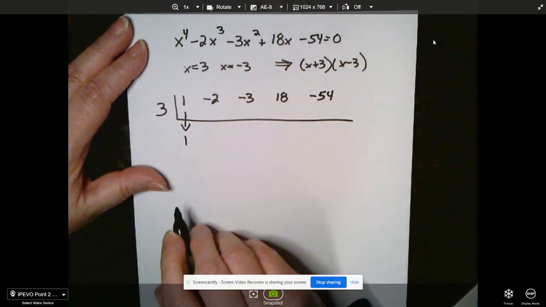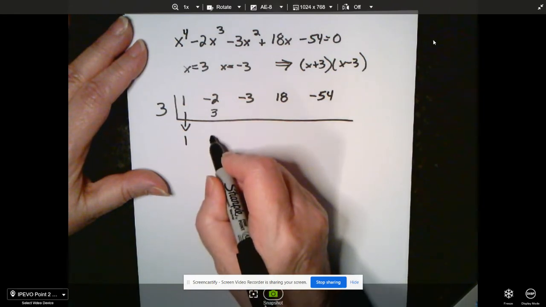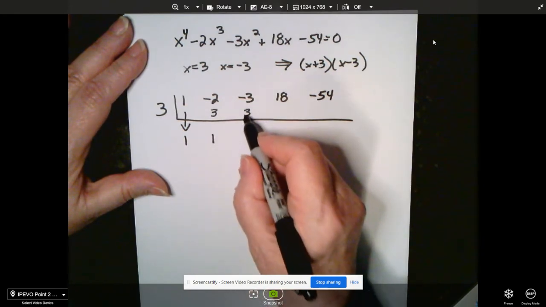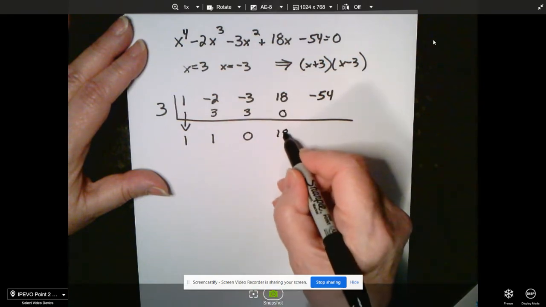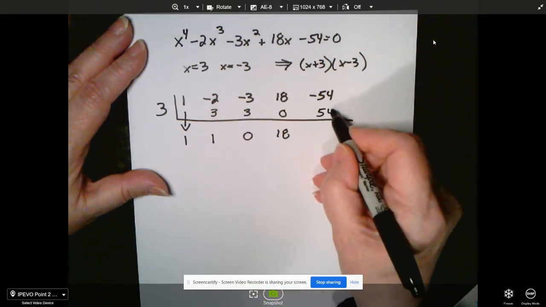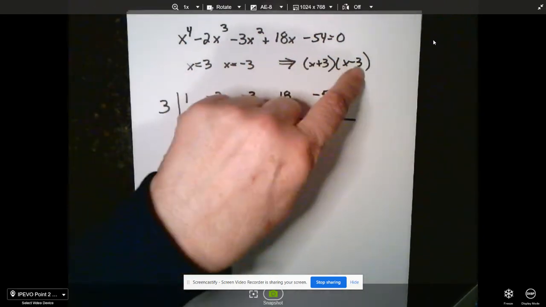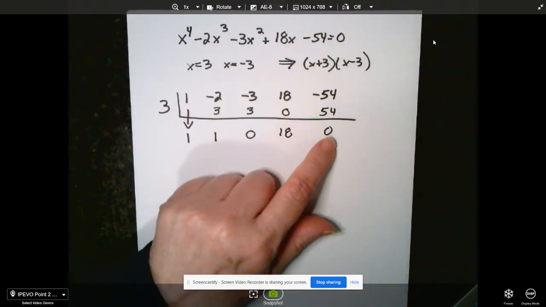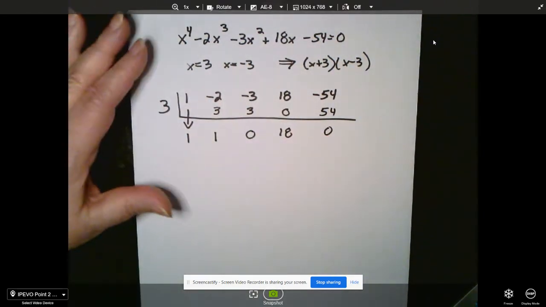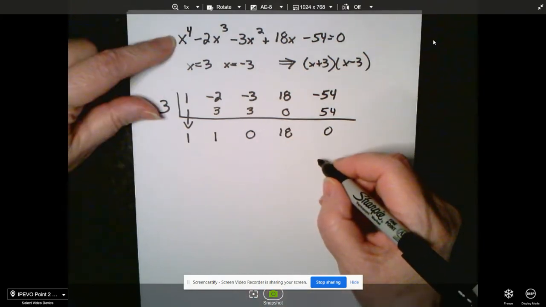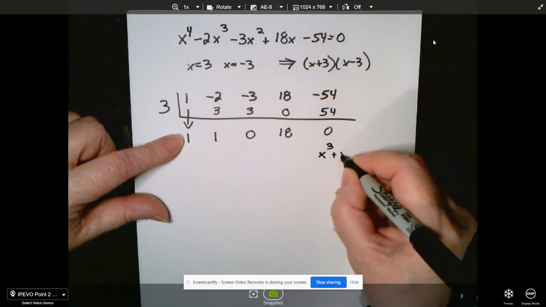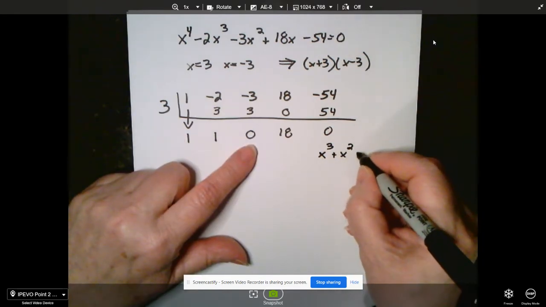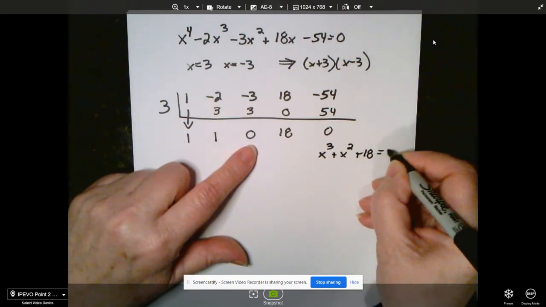I'm going to bring down the 1. I'm going to multiply. I'm going to add. I'm going to multiply, and then I'm going to add. I'm going to multiply, add. I'm going to multiply and add. I know that these are factors, so I know that I have to get a 0 here as my remainder. This tells me that I have started with an x to the 4th, so this is going to be x to the 3rd plus x squared plus 0x plus 18.